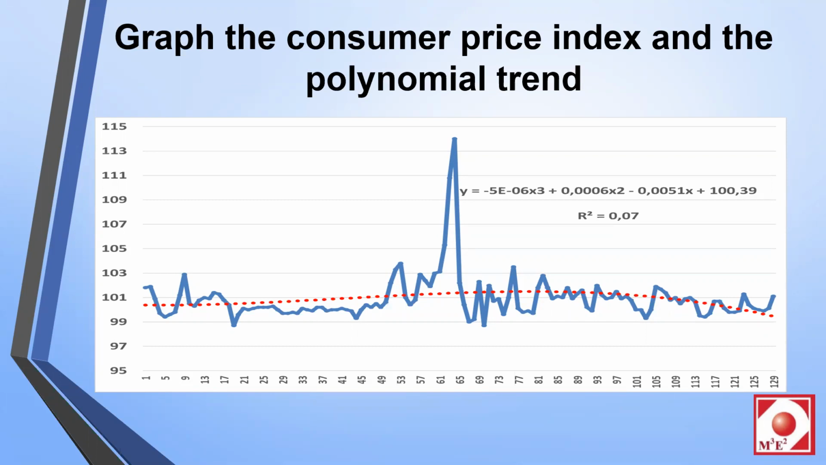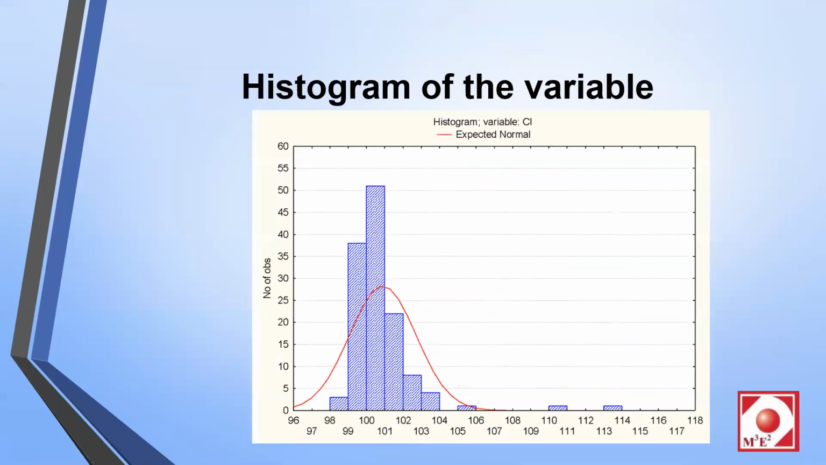The constructed trend equation shows that CPI prediction using standard time series prediction methods is not possible because the correlation coefficient is very small. The plotting of the histogram confirms the premise. The series has neither a trend nor a seasonal component.